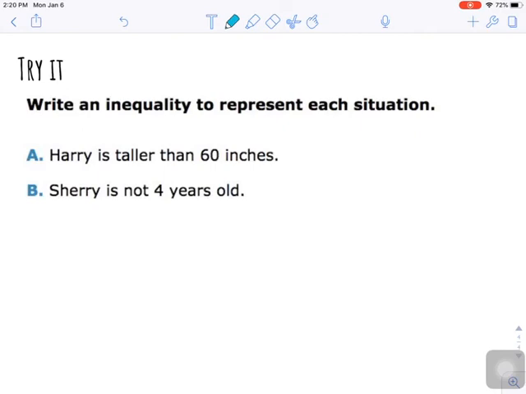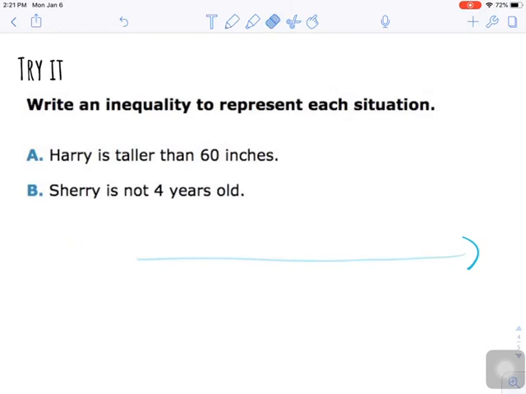If you guys need to, draw a number line on your paper and list out possible solutions to help you write this inequality. Is it going to be less than? Is it going to be greater than? Or is it going to be or equal to? I want you guys to try to write these situations as an inequality.